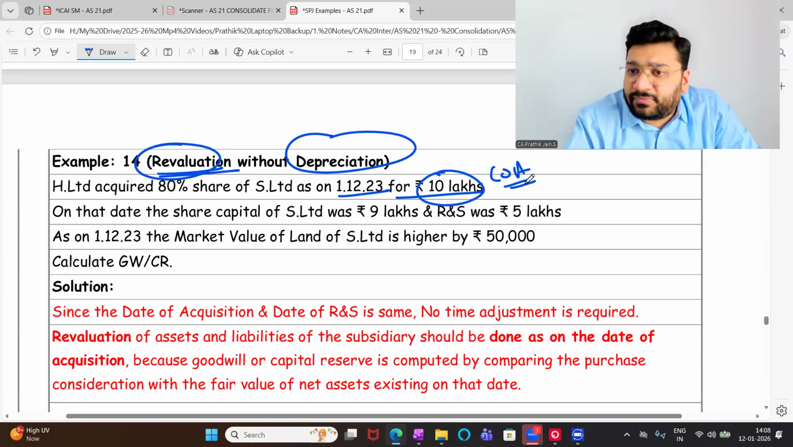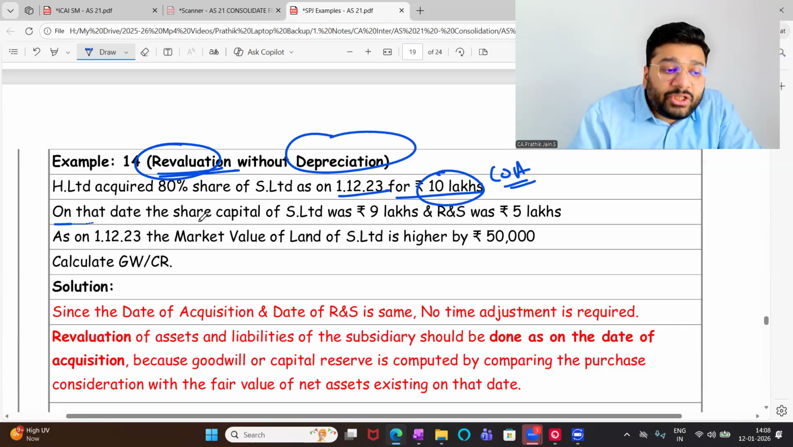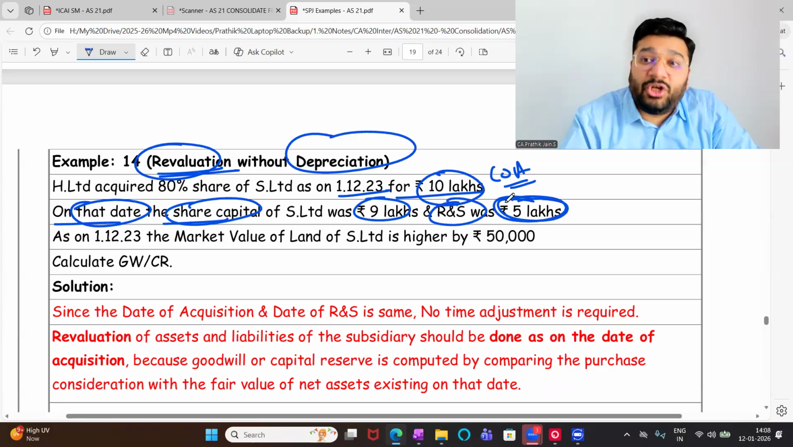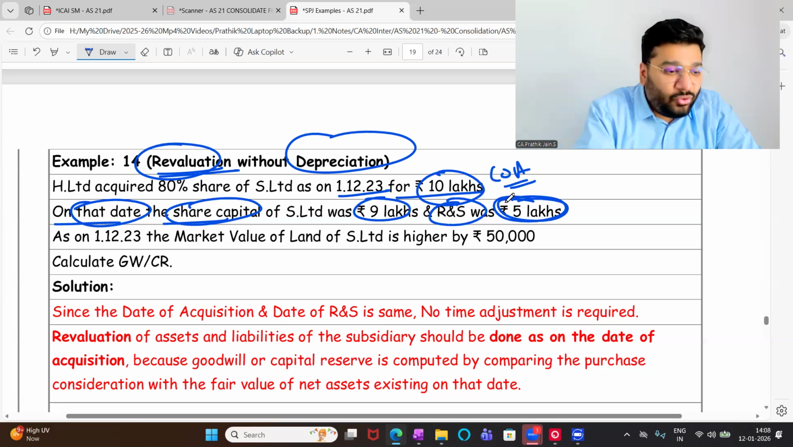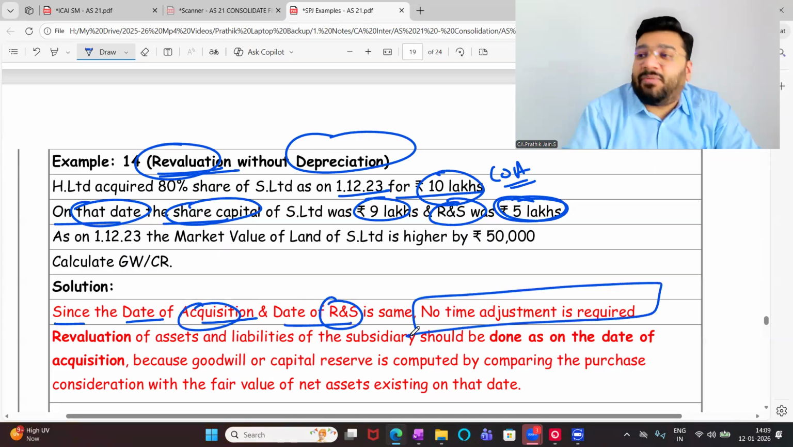When did I acquire? What is the date of acquisition? 1/12/23. On the date of acquisition, share capital is 9 lakh, reserve and surplus 5 lakh. Do I need to do the time adjustment? No. Since the date of acquisition and the date of reserve and surplus is the same, no time adjustment is required.